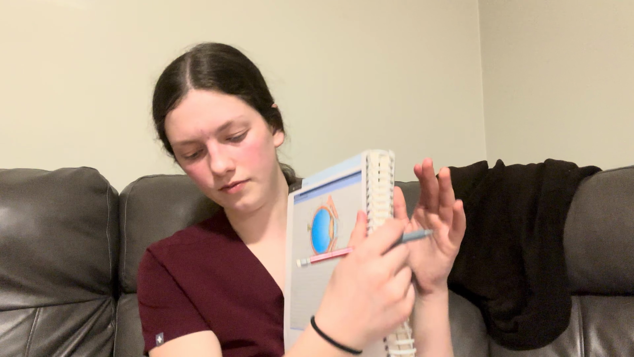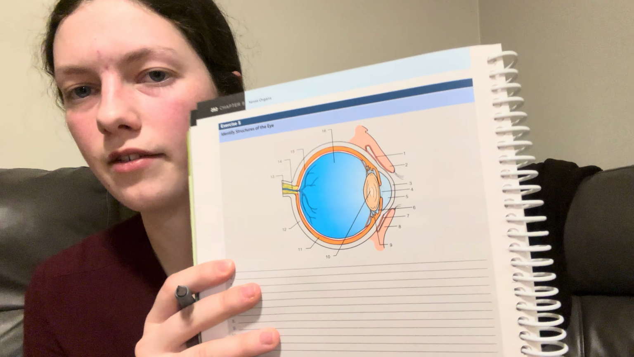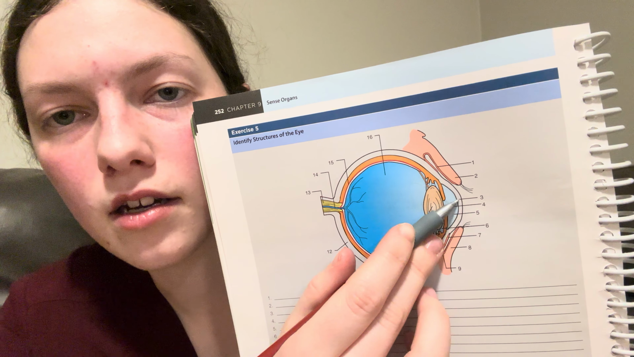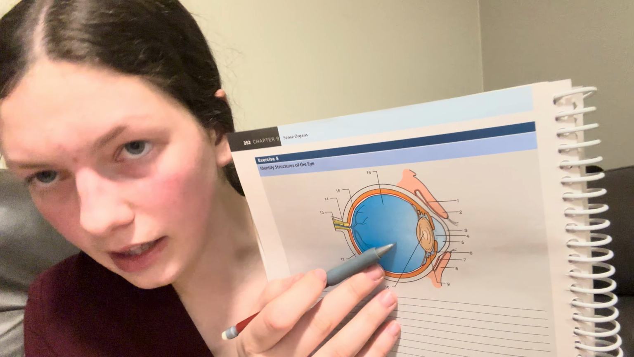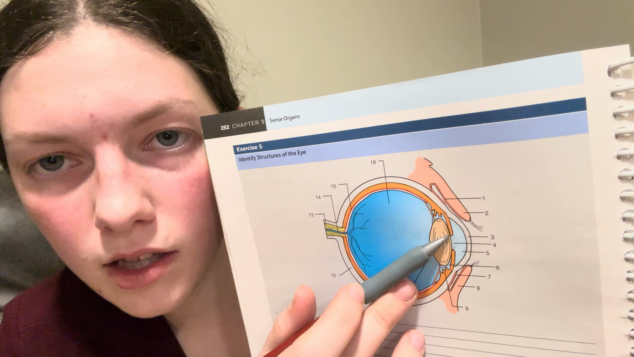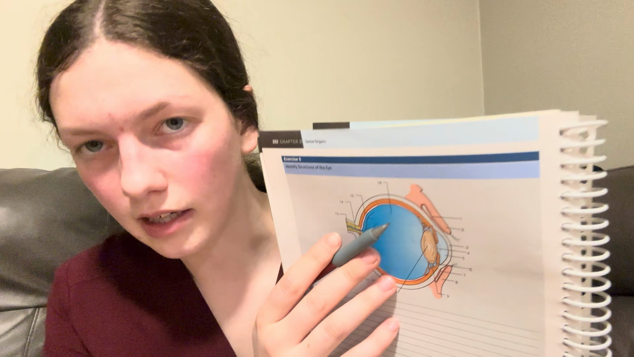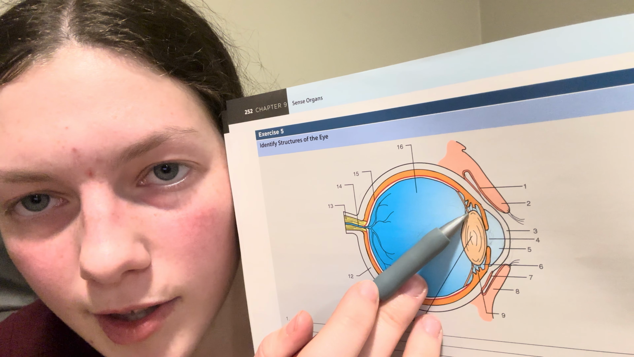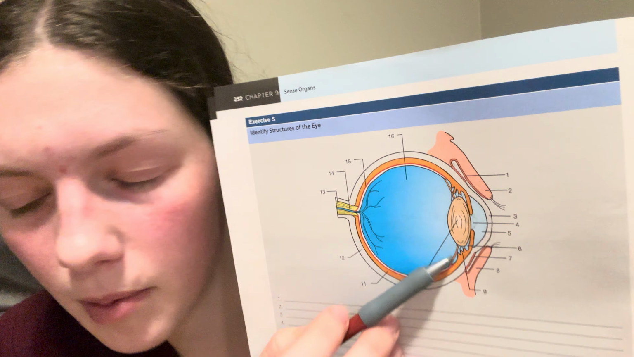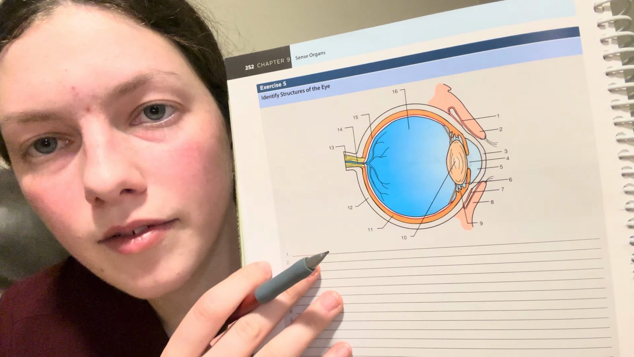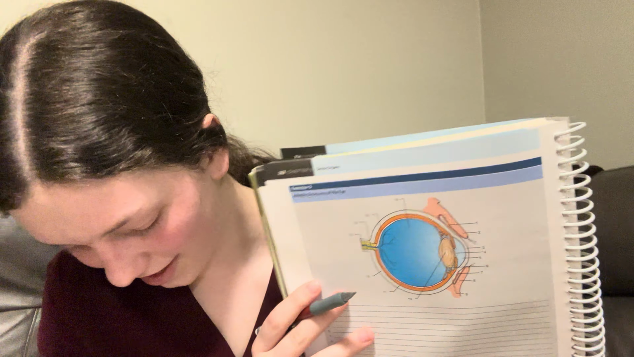So moving on to the eye, I'm just using my textbook again. So starting off, we have the cornea and the pupil, the iris, the lens, the ciliary body, and the suspensory ligament found on the top and bottom. And then you have the lens. I guess I already said that.